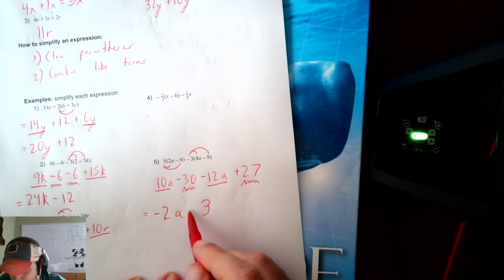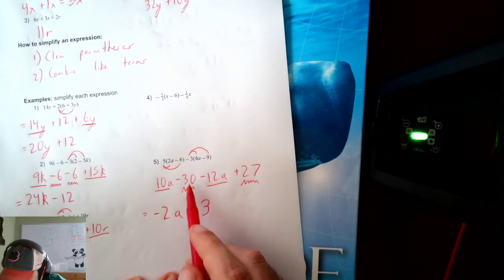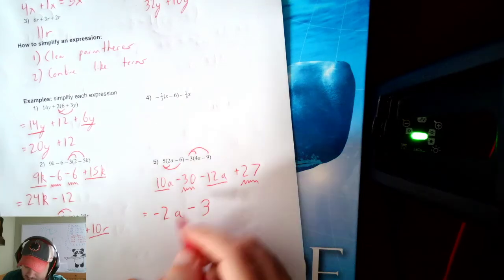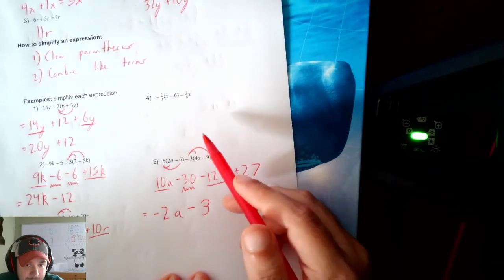Now the only question is, do I put a plus or a minus here? Well, which number is bigger? 30 is bigger, so the answer will be negative. It'll be a minus 3. And that's that one. So the only one we have left is the fractions problem.